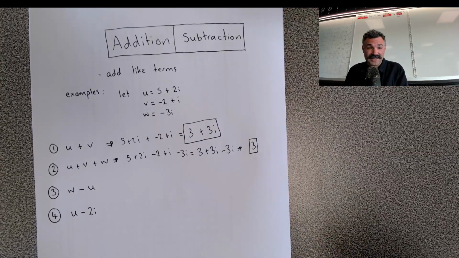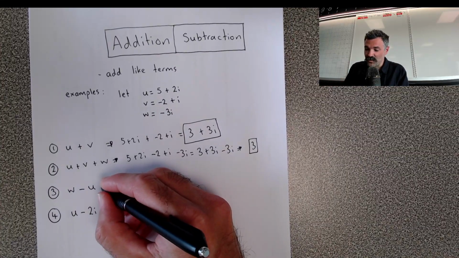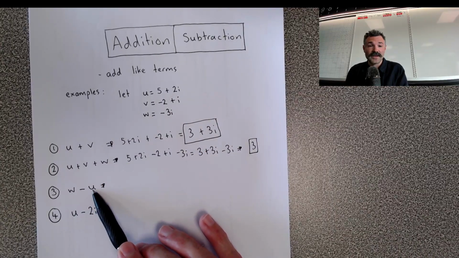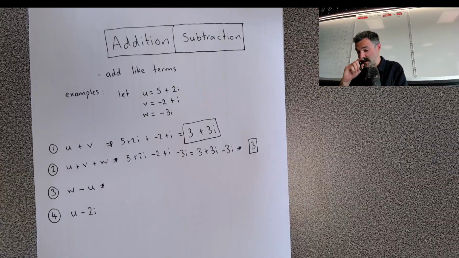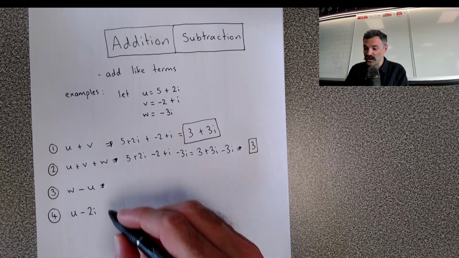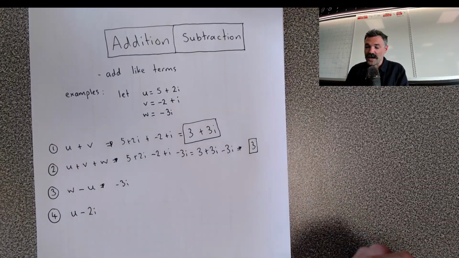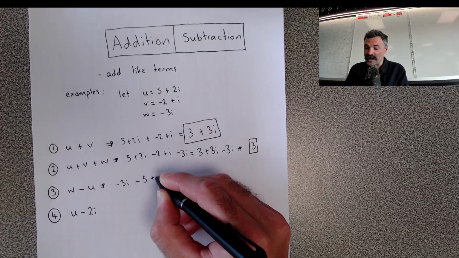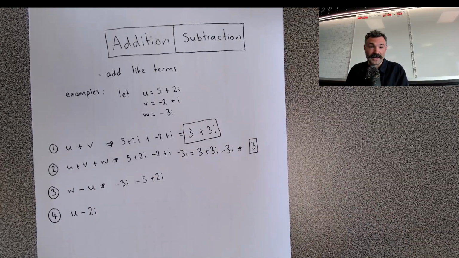Subtraction, exactly the same. We have to be very, very careful when we subtract because we are subtracting the whole complex number. So a common mistake that I see a lot, so this one is w, which is negative 3i, and I'm minusing u. Now a very, very common mistake I see is they say minus 5 plus 2i. Now this is bad. This is not good.